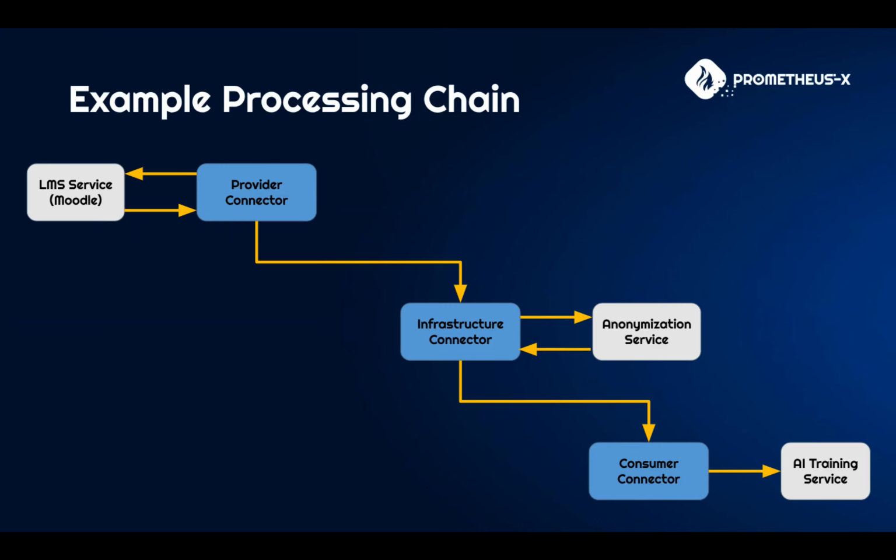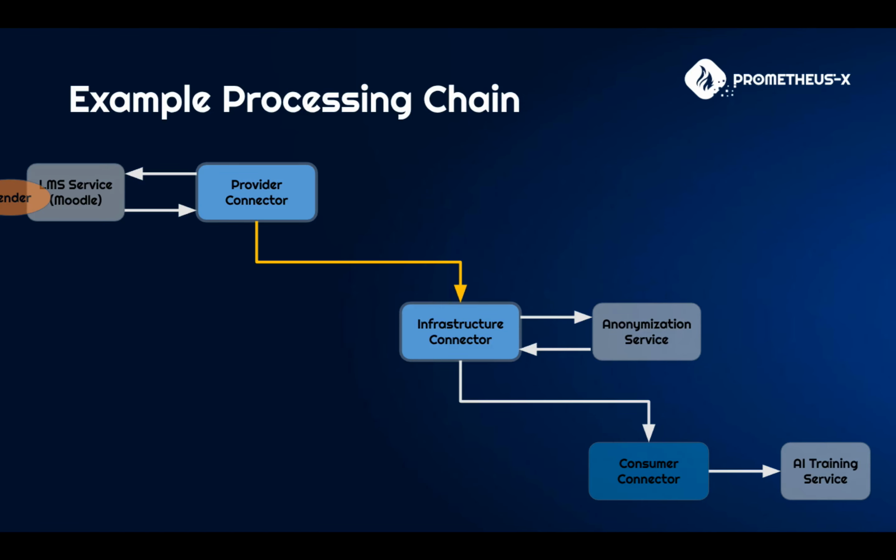For our demo, let's consider the following data processing chain. A data provider retrieves some data from an LMS service, such as Moodle, sends it to an infrastructure service, who anonymizes it, and then proceeds to send it to a final data consumer who uses it for AI model training. This simple processing chain can be broken down to two exchanges, one between the provider and the infrastructure service, and one between the infrastructure service and the consumer. Let's consider the first step only.